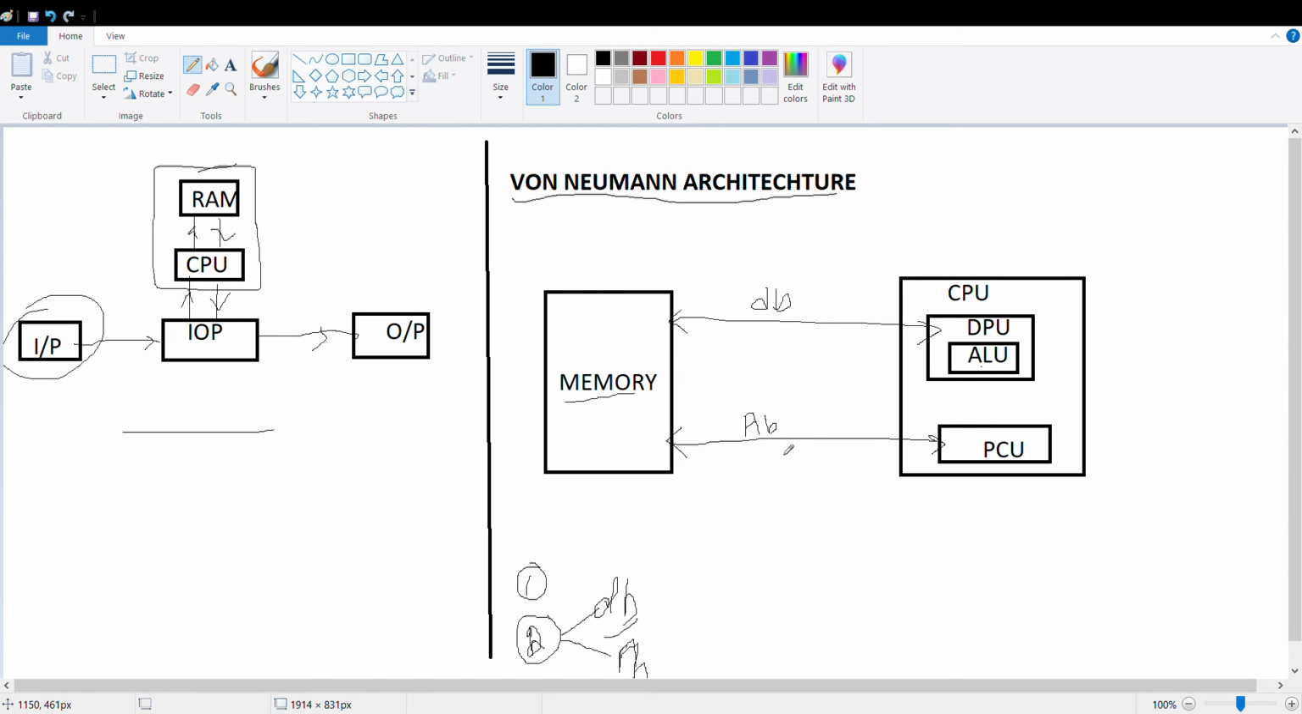Okay, and the instruction and program bus also will be there. Let me discuss in detail why this is the extra bus. I'll be telling you. This is instruction bus. Okay, instruction bus.